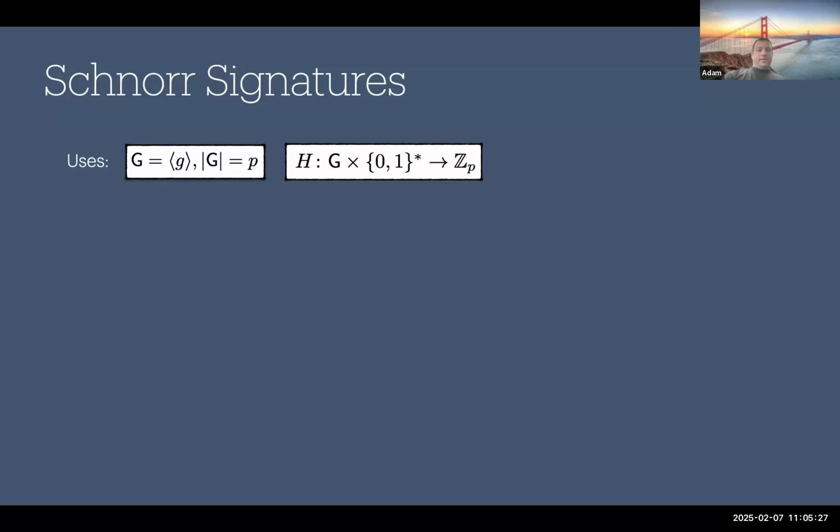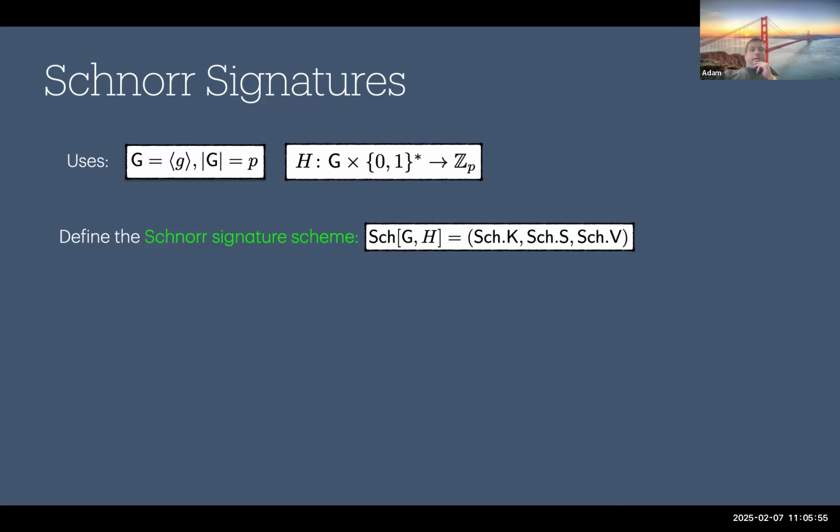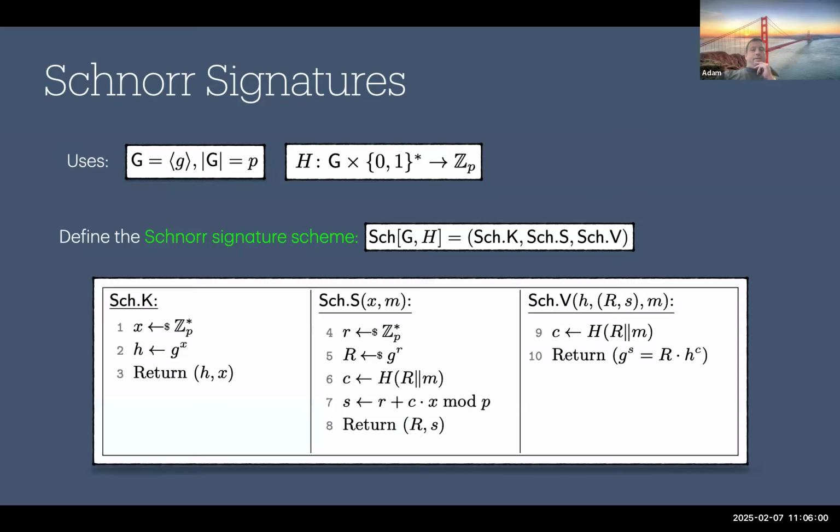Schnorr signatures use a cyclic group of prime order p, big G, generated by little g. It also uses a hash function, which maps a group element and a bit string, which will be the message, to an element in Z_p. You can think of using a cryptographic hash for this, like SHA-256. So here are the algorithms of the Schnorr signature scheme associated to G and H.